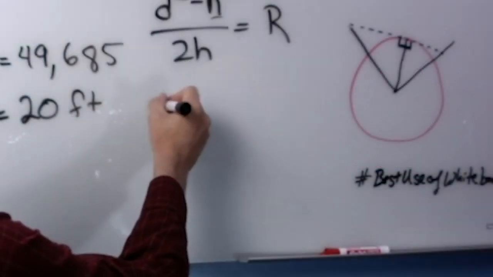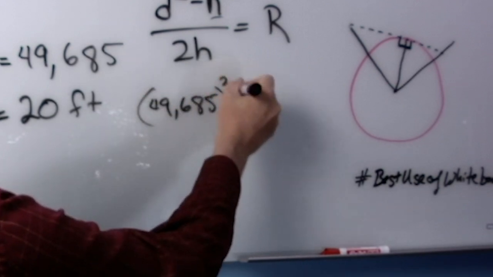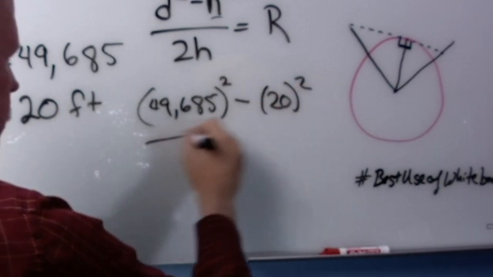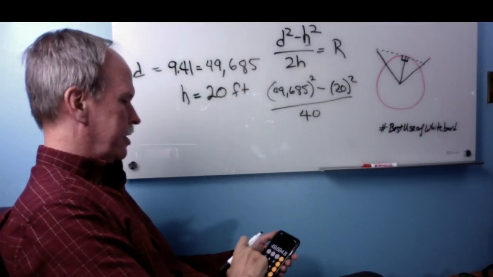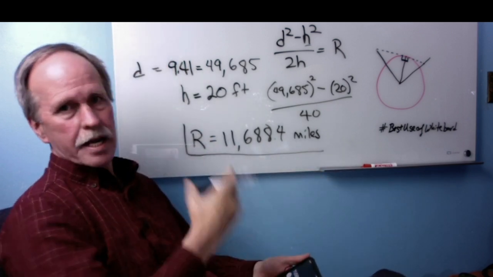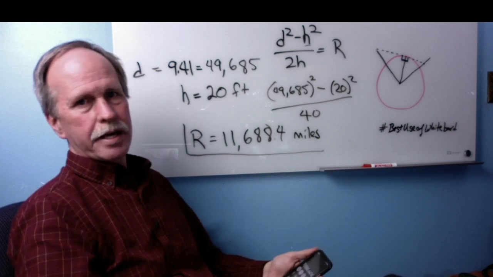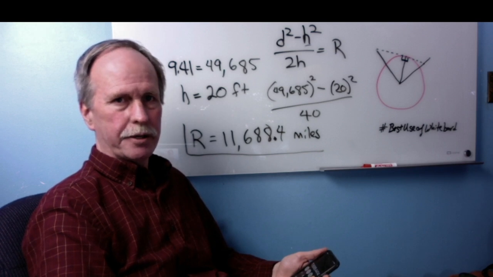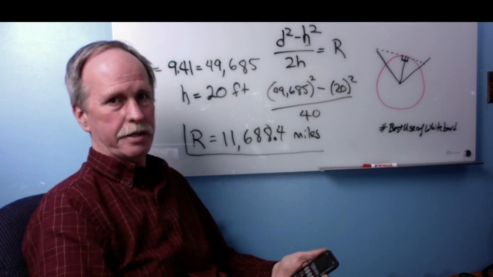So, 49,685 squared minus 20 squared over 40. That will be our radius of the Earth. So let's go ahead and see what we have. Well, there we go. That gives us a radius of the Earth, and it's obviously really high because of all the distortion, but it's only 11,688.4 miles. That's about 3 times the actual radius of the Earth. And it's about 1/3 the radius of Jupiter, which is over 45,000 miles.